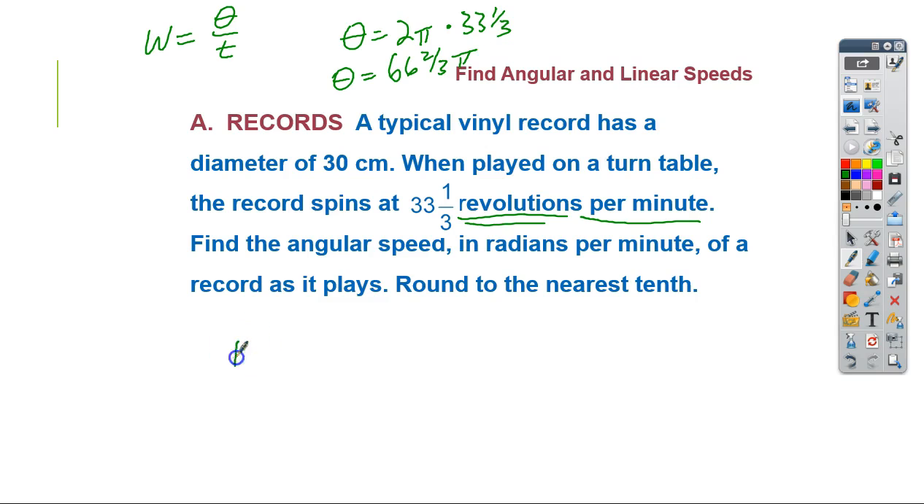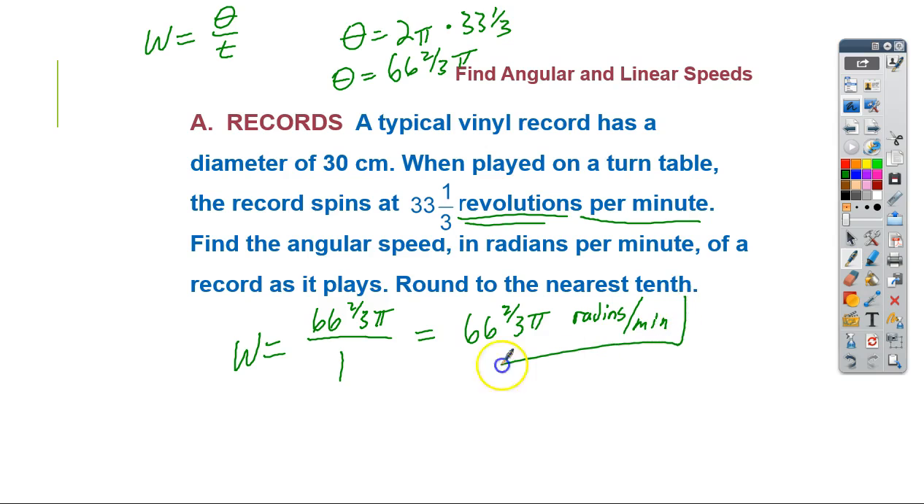What's my omega then? Well, 66 2/3 pi was my radians. How fast did I do that in? I did that in 1 minute. So this comes out to be really kind of simple. 66 2/3 pi radians per minute. Bing, done. It says round to the nearest tenth. Here's an exact answer. I'm not going to go and grab a calculator. You can go grab a calculator and find out what it is. Okay. So let's go next.